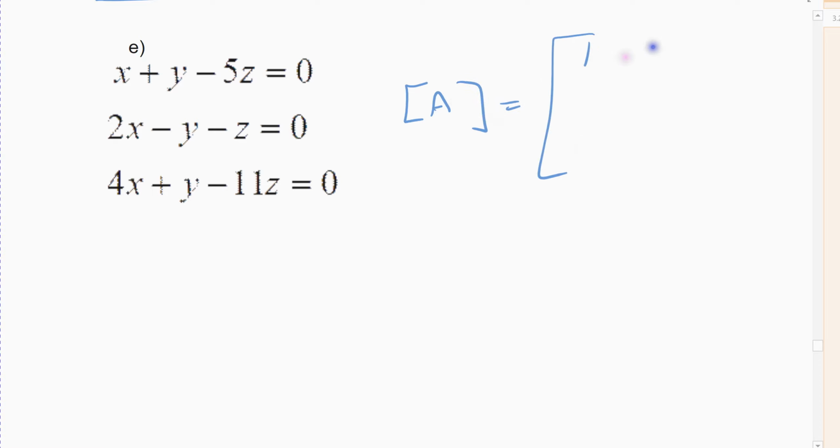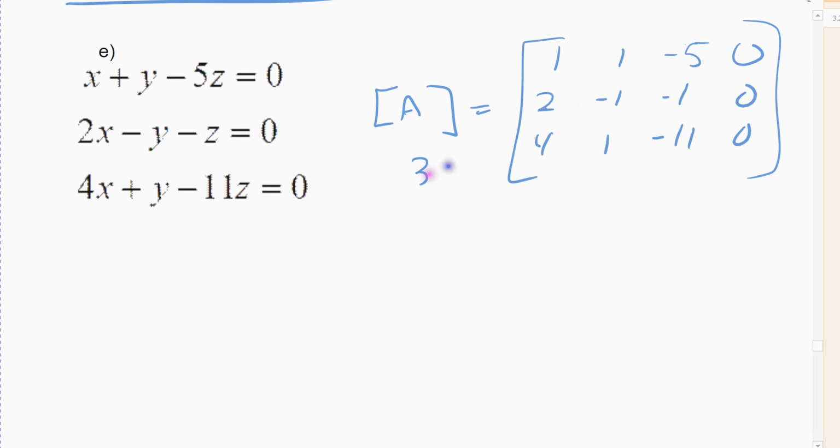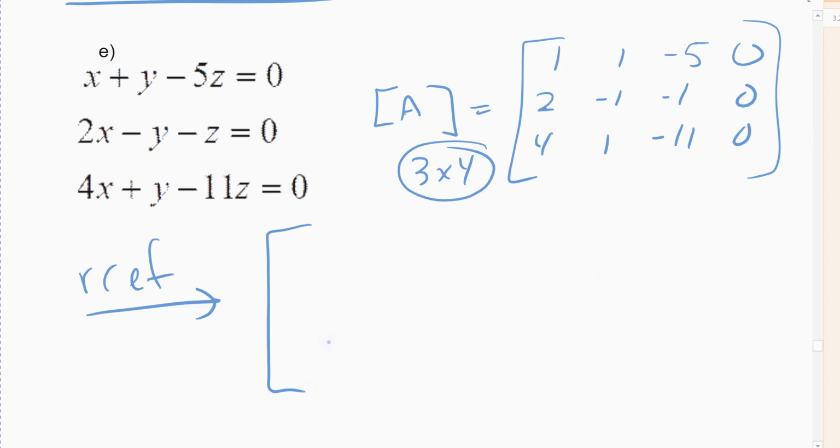So my first row is 1, 1, negative 5, 0. 2, negative 1, negative 1, 0. 4, 1, negative 11, 0. All right, so it is a 3 by 4, so you have to make your matrix a little bigger. RREF that matrix, and it's going to come out 1, 0, negative 2, 0, 0, 1, negative 3, 0, 0, 0, 0, 0.